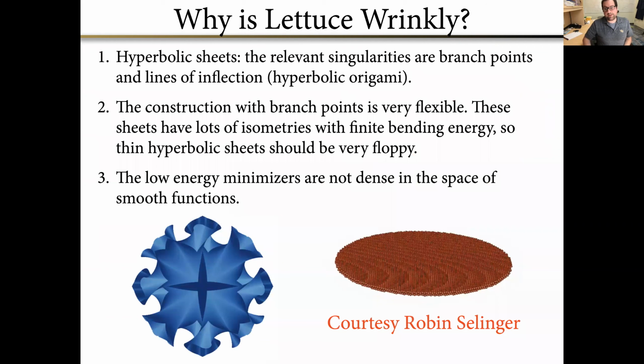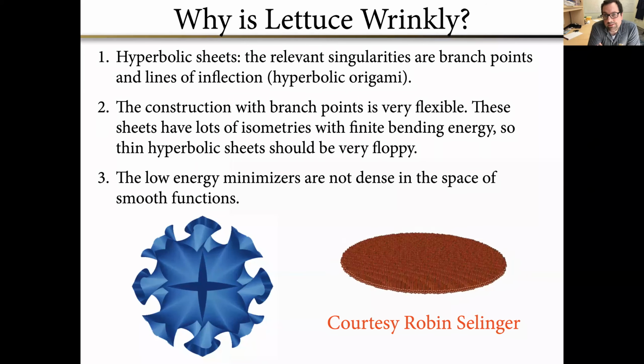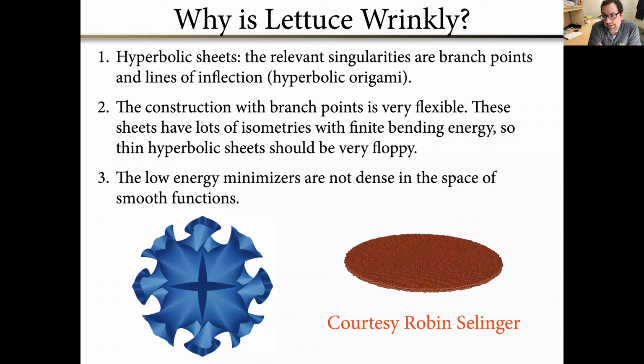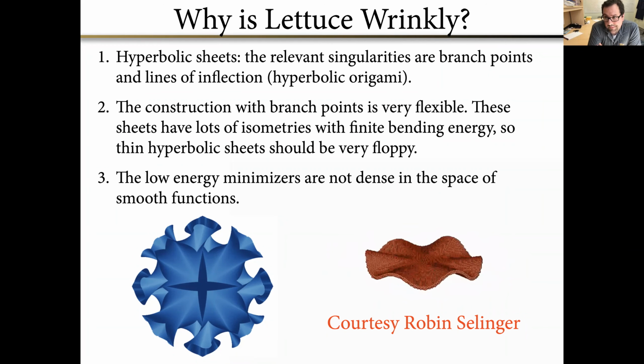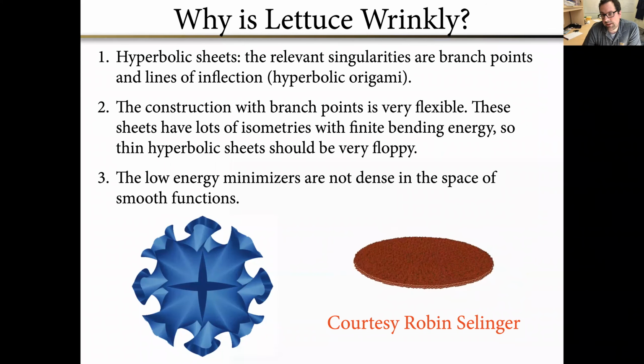All right, so I just want to summarize. It's kind of a whirlwind tour of all these results, but the fundamental question was, why is lettuce wrinkly? And there are three takeaways that I want you all to have. One is, lettuce really has a hyperbolic geometry. Hyperbolic geometry is more complicated, but there is a certain class of hyperbolic geometries which have singularities, which I'm calling branch points, and they meet together in lines of inflection.